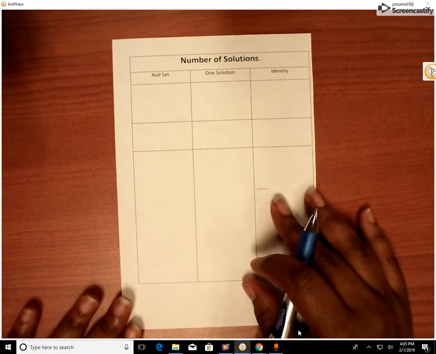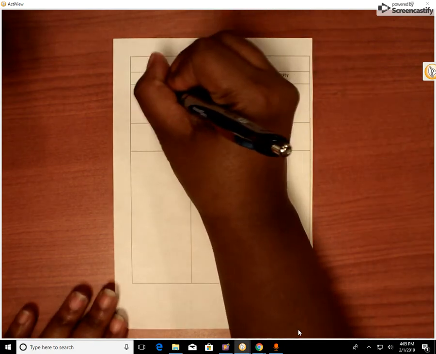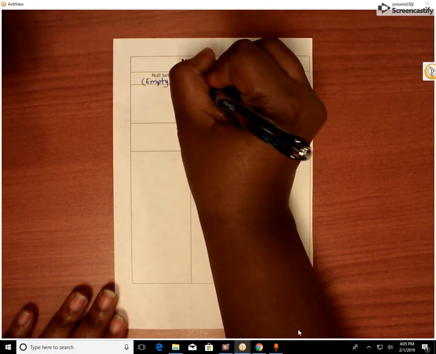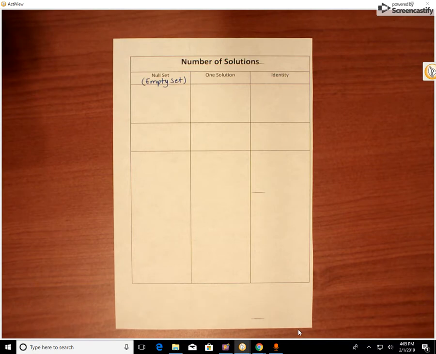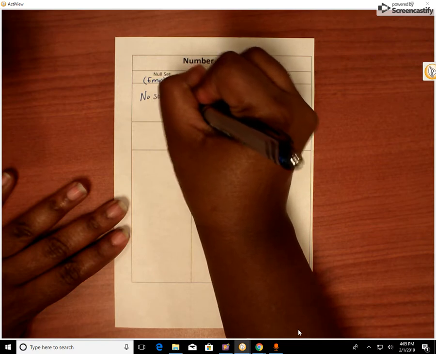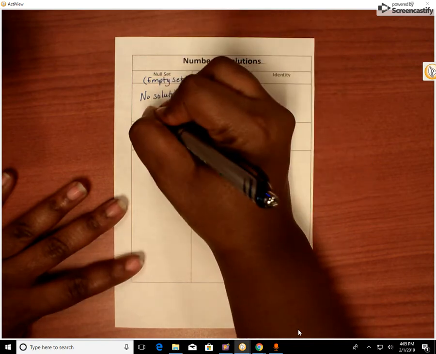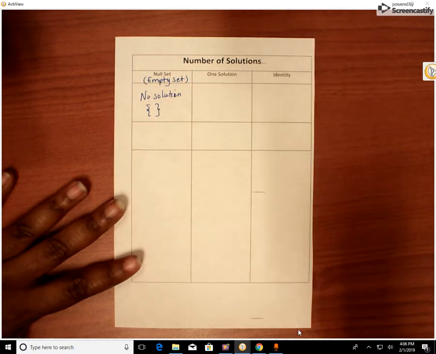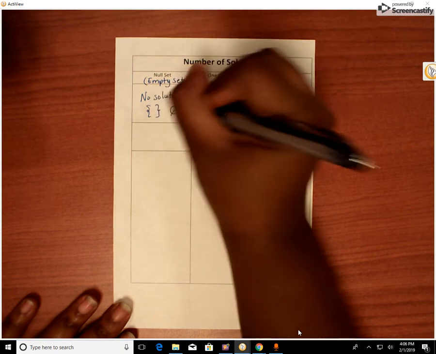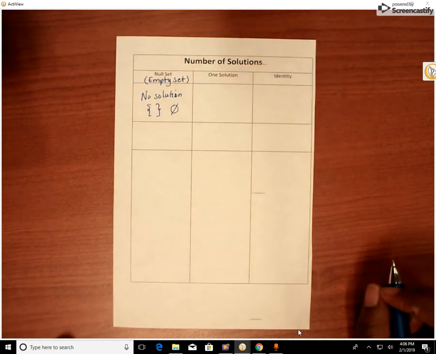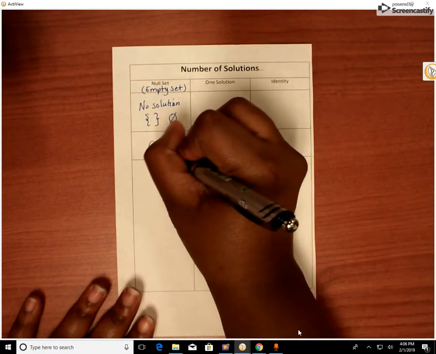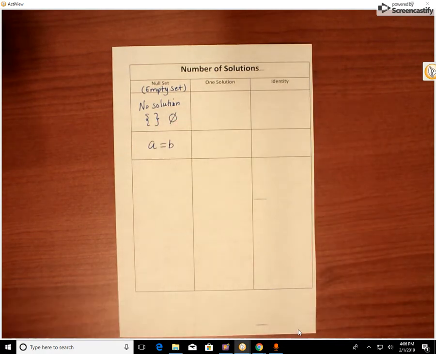So the very first one we have is a null set. It is also called your empty set. Your empty set means there's no answer there. There's no solution. And sometimes they signify that with symbols, either this bracket that's empty or something that looks like a zero with a line through it. So what that means is A is going to be equal to B, or in this case, not equal to B.